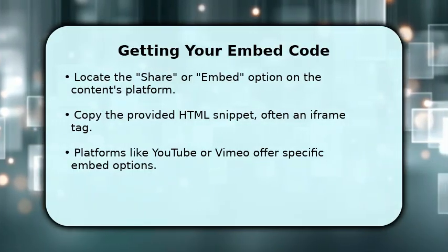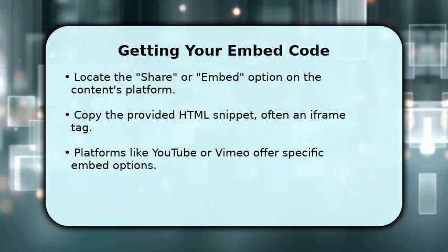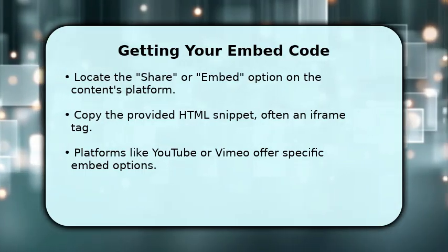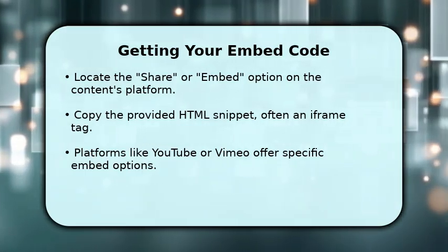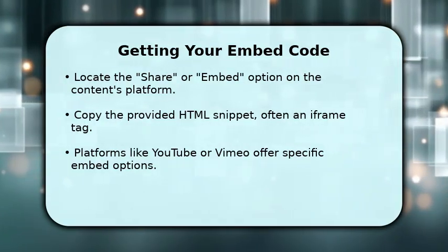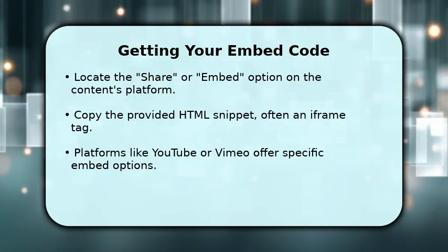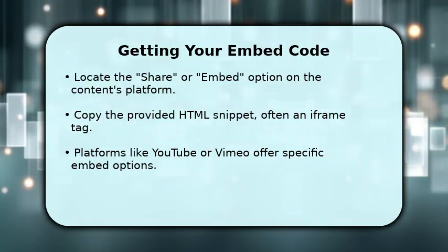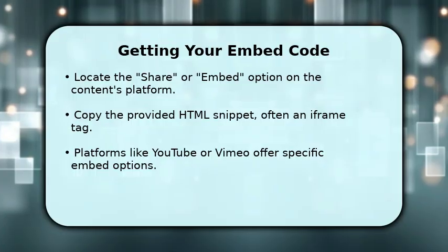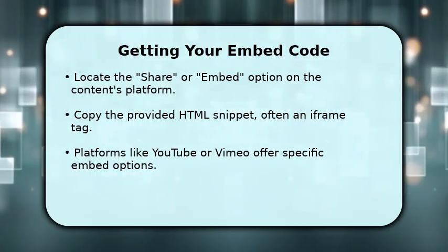The first step is to obtain the embed code from your desired content source. Most platforms, such as YouTube, Vimeo, or even Google Maps, provide a share or embed button. Clicking this will reveal an HTML snippet, typically an iframe tag, specifically designed for embedding. Carefully copy this entire code block. It contains all the necessary instructions for your web page to display the external content correctly.